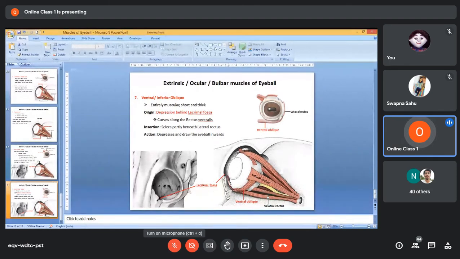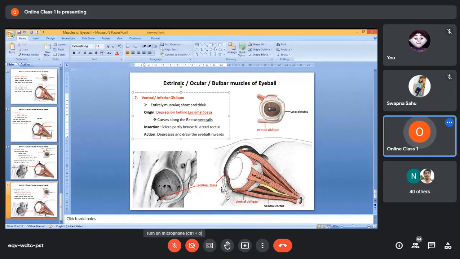So from its origin, it will curve along the ventral rectus muscle and will insert on the sclera partly beneath the lateral rectus. This is the lateral rectus, and just beneath the lateral rectus it is inserting. So this muscle is completely muscular, short and thick. Origin is behind the lacrimal fossa. Its course, if you see, curves along the eyeball and the ventral rectus muscle and inserts on the sclera beneath the lateral rectus. If you remember this course, then you can easily remember its action.